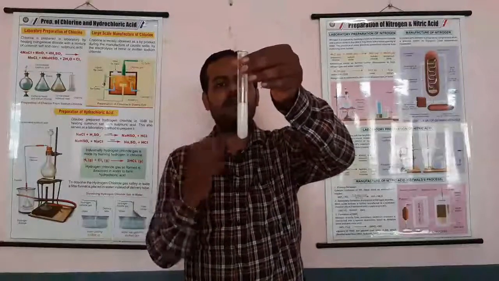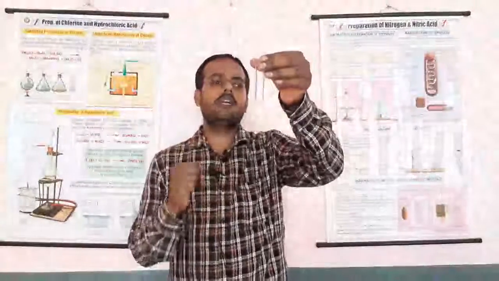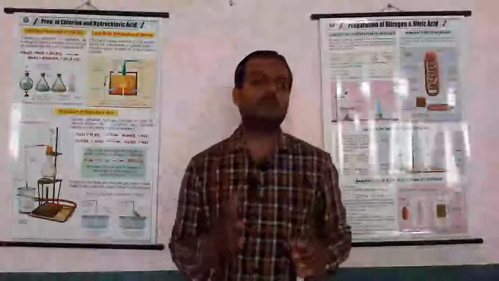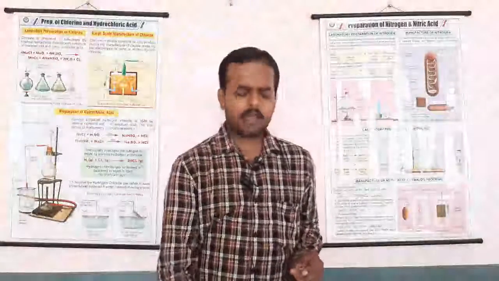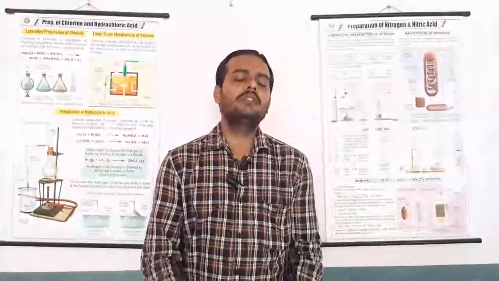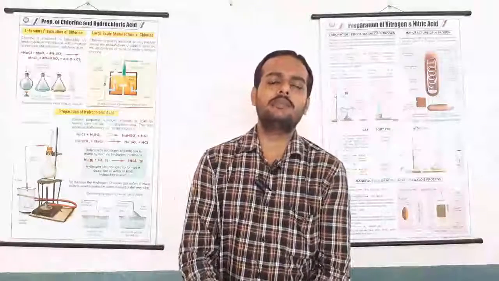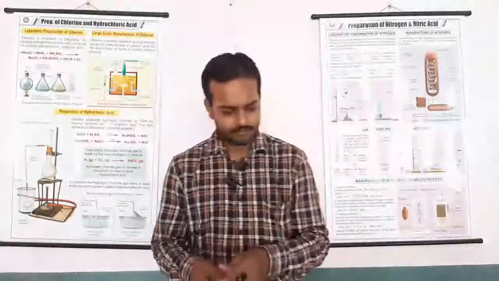And this happens because when an acid reacts with sodium carbonate or any carbonate, it gives salt, carbon dioxide and water. So, when acid reacts with sodium carbonate, it gives sodium salt, water and carbon dioxide. This shows that the substance is an acid. Okay.